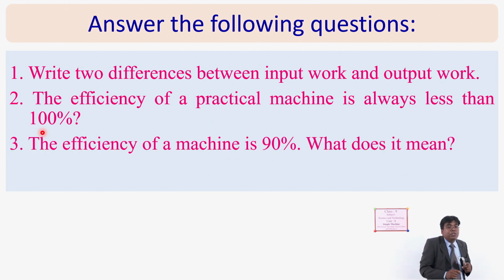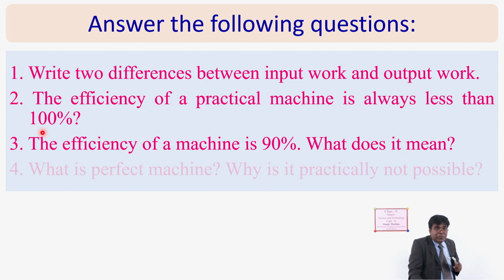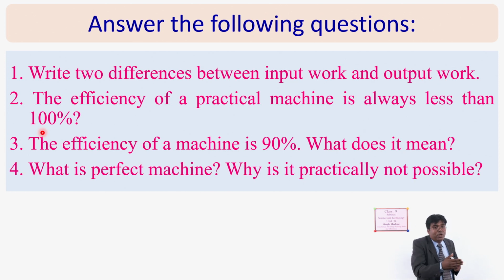Next one: the efficiency of a machine is 90%. Obviously, that machine can convert 90% of input work into output work, and the remaining 10% is wasted, like the previous one, to do work against friction. What is a perfect machine? We have already discussed that. There is no perfect machine, but hypothetically we can say it is a machine having 100% efficiency. Why is it practically not possible? Obviously, the machines we have all contain some friction, and so it is practically not possible.